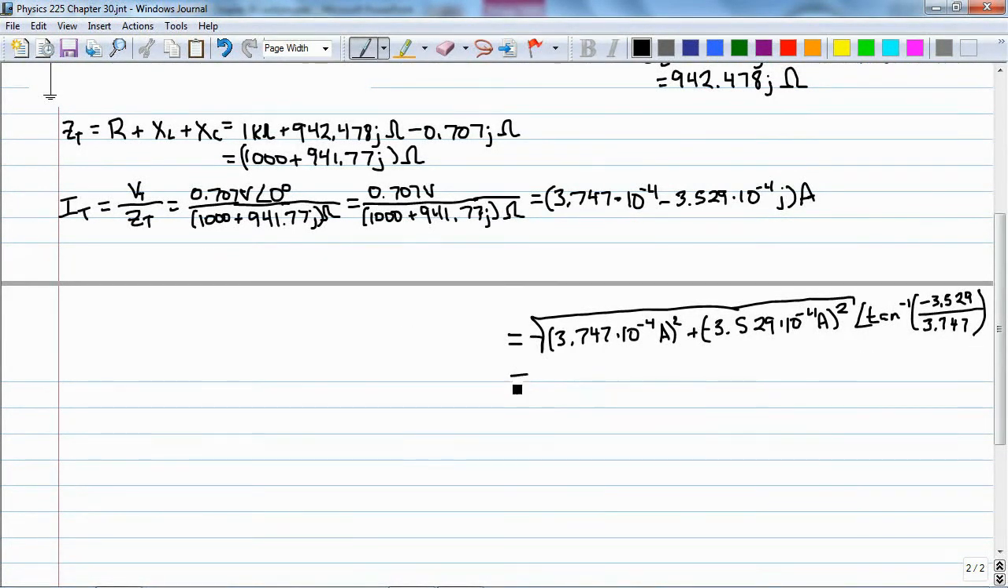And if I calculate this, I get 5.148 times 10 to the minus fourth amps at an angle of minus 43.282 degrees. So there's the calculation of my current, and notice that I do have a phase shift. So the current is not in phase or in sync with the voltage potential.